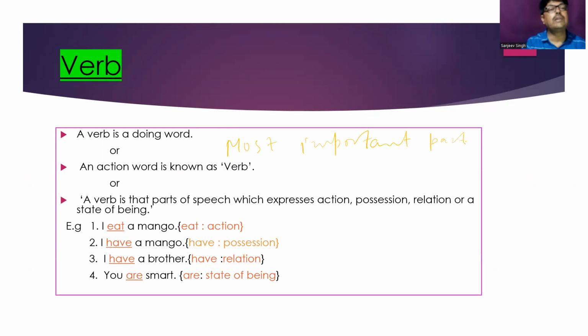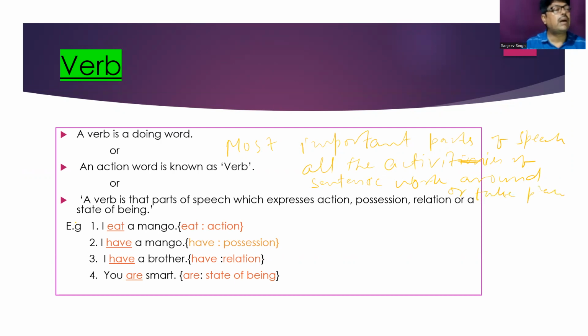parts of speech. Okay, and all the activities of a sentence work around it or take place.